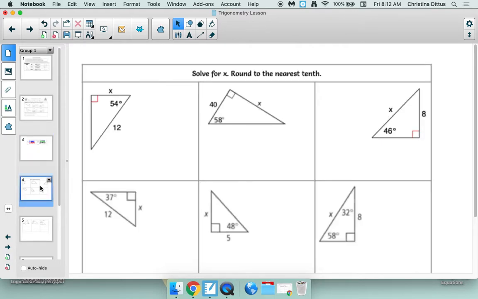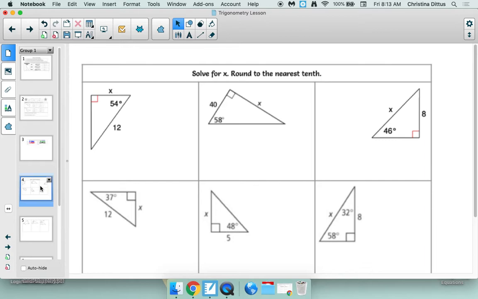Who remembers that beautiful little thing we learned yesterday? It stands for stuff. SOHCAHTOA. An acronym. Is that what it's called? SOHCAHTOA. What does the SO stand for? Sine is opposite over hypotenuse. Good. Sine is opposite over hypotenuse.